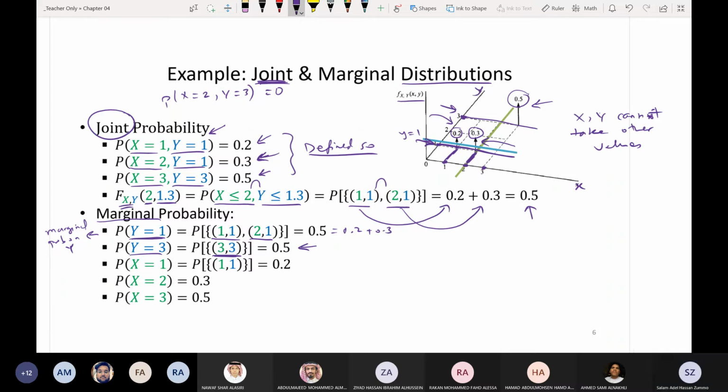Okay, guys, send me over the private chat: what is the probability that y equals 2? Over the private chat. What is the probability that y equals 2? Quickly, guys.